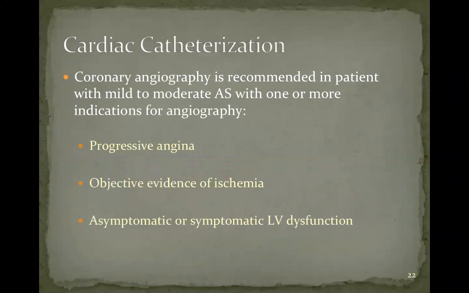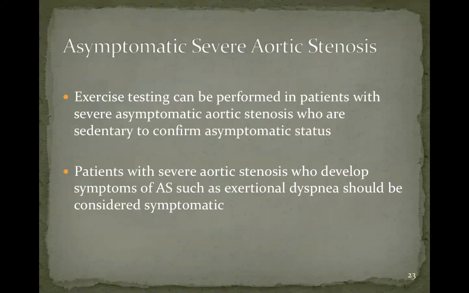Whenever you have patients with aortic stenosis, you'll notice that our patient population is elderly, which is one of the most common risk factors for developing aortic stenosis. If these people have calcifications on their aortic valve, you may be concerned that they have calcifications elsewhere in their body. So if they have one or more of these symptoms, it's an indication to perform cardiac catheterization as well. These symptoms can include progressive angina, objective evidence of ischemia, or asymptomatic or symptomatic LV dysfunction.